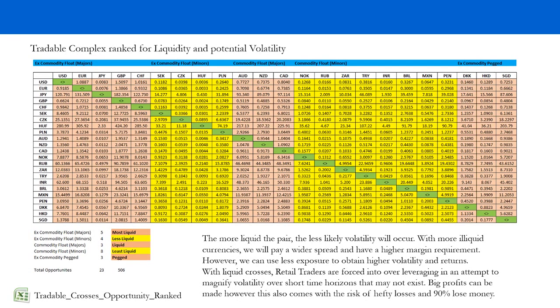With more illiquid currencies, we're going to pay a wider spread and have a higher margin requirement. However, we can use less exposure to obtain higher volatility and returns. With liquid crosses, retail traders are generally forced into over-leveraging in an attempt to magnify the volatility over short time horizons. And we're talking about volatility here that might not necessarily exist.